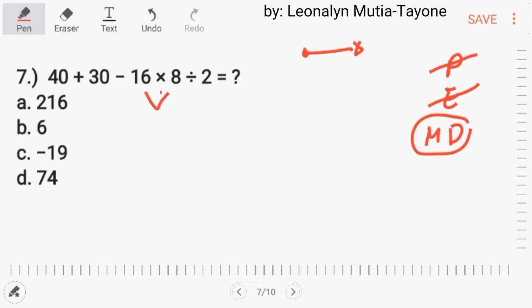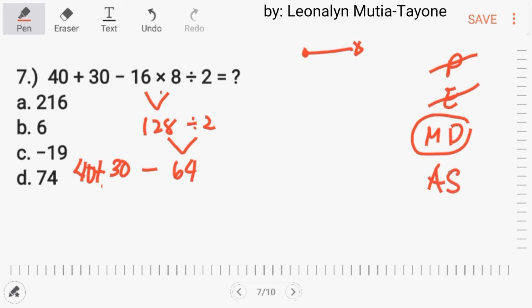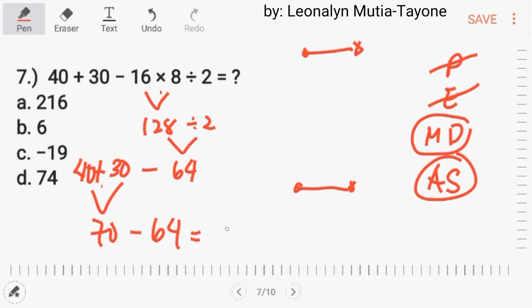And this is 16 times 8, 128. 128 divided by 2, and that is 64. Tapos, i-bring down natin ito. Plus 40. So, dito ang operation ay addition at saka subtraction. Yun yung last na nasa rule. From left to right. Nauna ang addition. So, unahin natin yung addition. And this is 40 plus 30, 70, minus 64 equals 6. So, the answer is letter B.